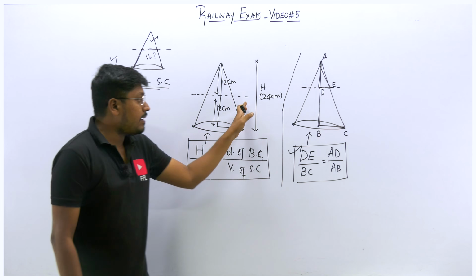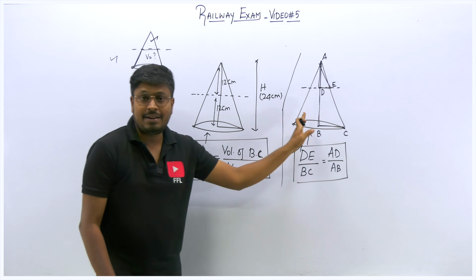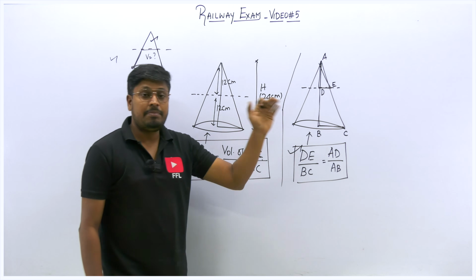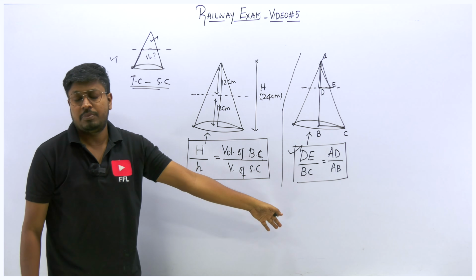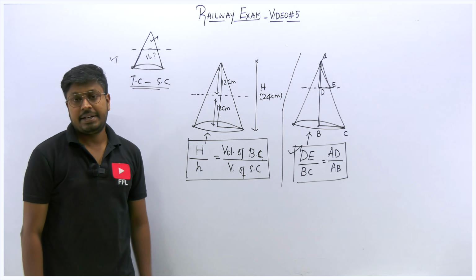So if it is exactly half, use this formula. If it is not exactly half, check which line is perpendicular and parallel. Just put down all the values. You will surely get the answer, right?